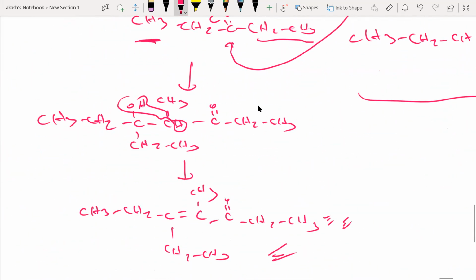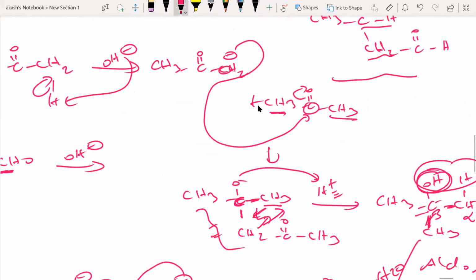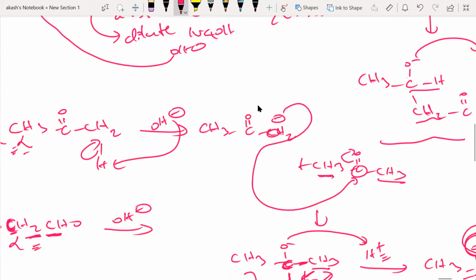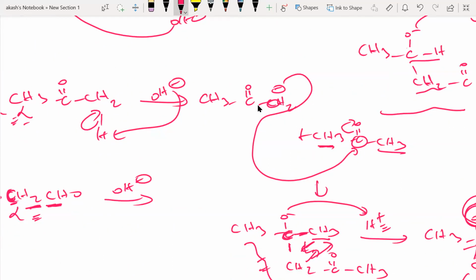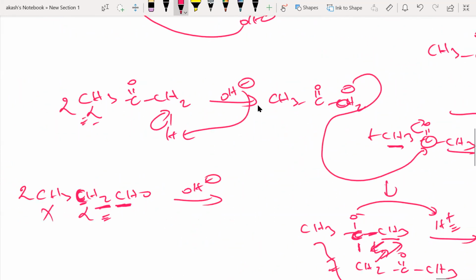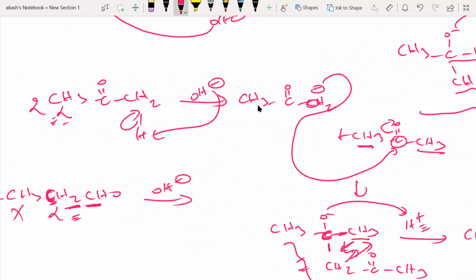Now I'm going to give you a shortcut for all the compounds which you have seen already. Mechanism is very, very important, no doubt about it. But every time you'll not be able to go through the mechanism and find the product, so I am going to give you a shortcut directly.